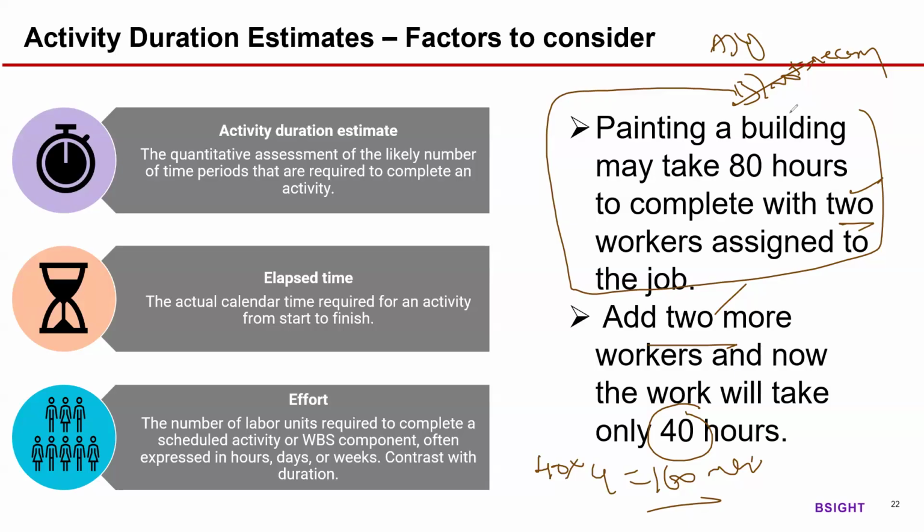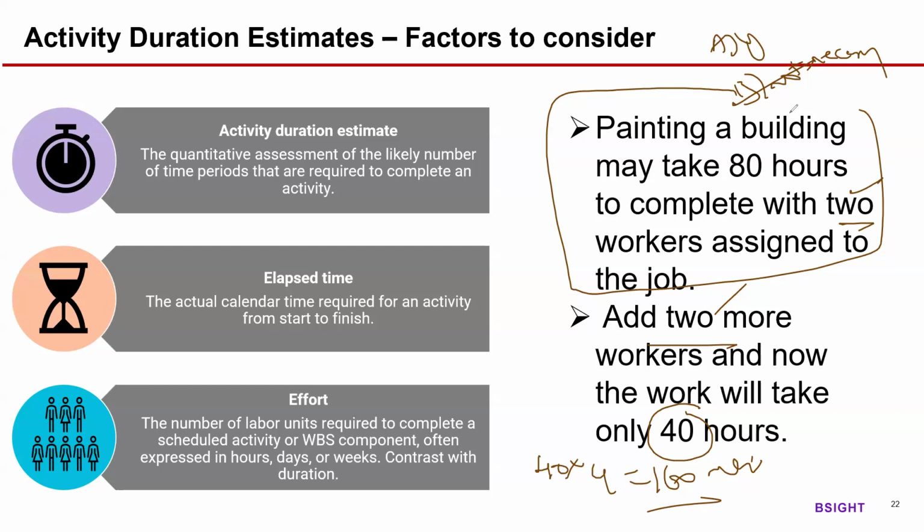Sometimes adding resources may increase the duration of the activity. Simple way to understand: if 3 or 4 people are sitting together to make a decision, or 10 people or more than 10 people are sitting together to make a decision, where will the decision be made faster? When there are fewer people.